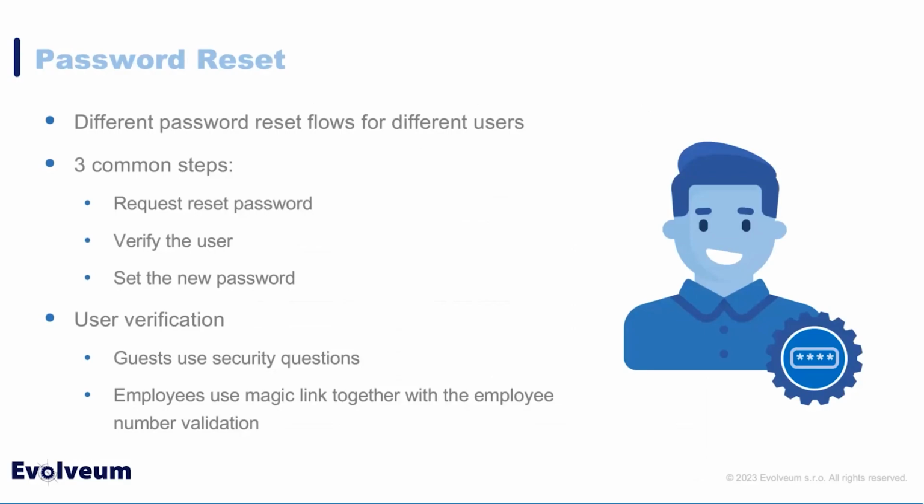Since MidPoint 4.7, it is possible to set different reset password flows for different users. This feature is possible thanks to MidPoint's active subscriber. Each password reset flow consists of the same high-level steps. First, the user has to request password reset. Then, the user has to be identified and verified that they are who they claim to be. And only after that, the password can be reset.